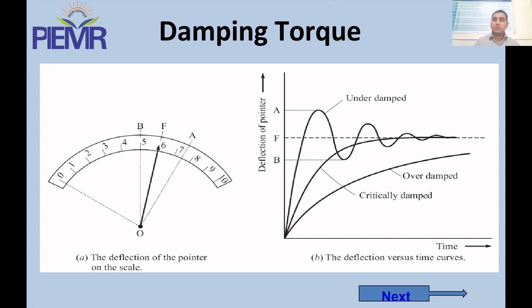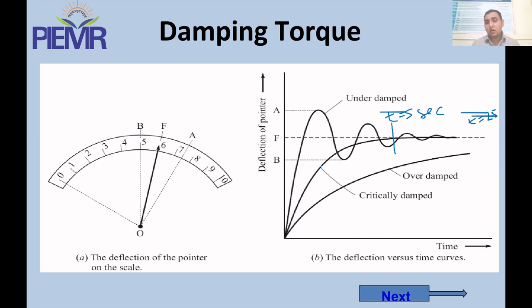For example, the pointer gives the true value at t equal to 5 seconds in the case of a critically damped system. In the case of an over damped system, the steady state or final true value is provided at t equal to 25 seconds. It will take a long time to produce the output of the system. The pointer will be very slow. So we want the ideal position, that is a critically damped system, but practically we do not provide it.